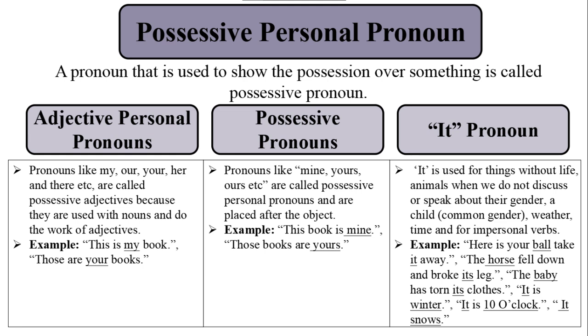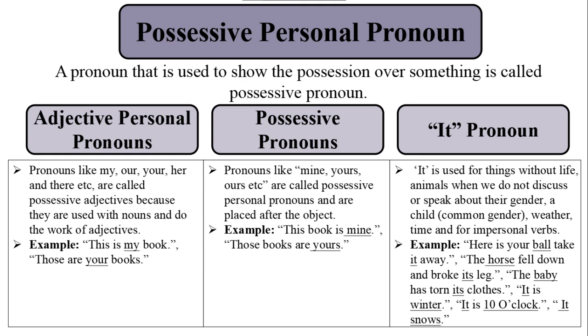But then you have possessive pronouns, mine, yours, ours, and so on. They often stand alone or come after the thing being possessed. So instead of this is my book, you say this book is mine. Or those books are yours. Exactly. Subtle difference in where they go and how they function. One modifies, the other replaces or stands in for the possessed noun phrase.